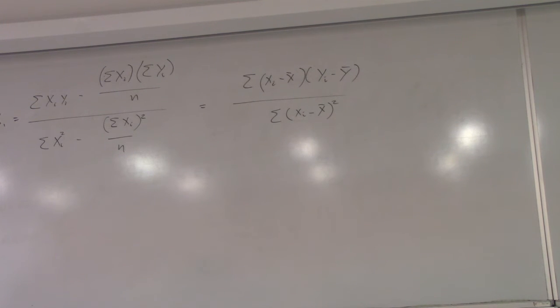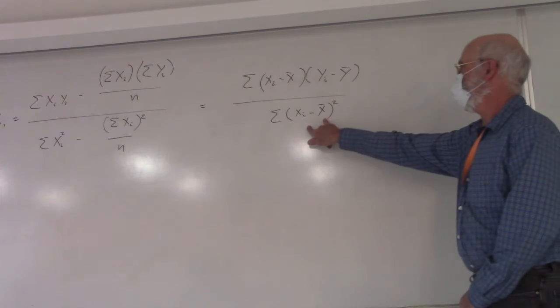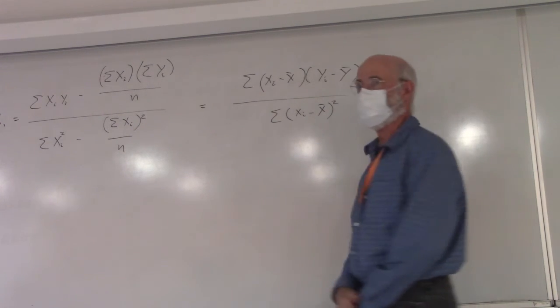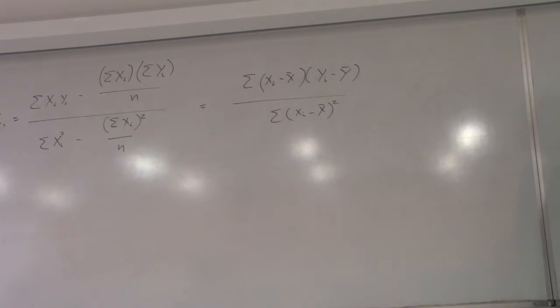What do you see? You can cancel the xi minus x bar. That's squared. Oh, that's squared. Yeah, you can factor it out. I could. And then what? You're going the wrong direction.